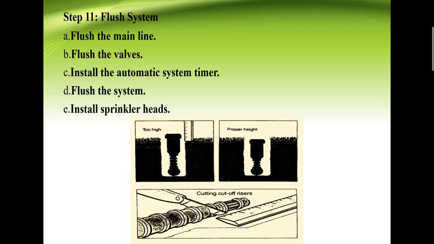Flush the system. Seal risers with pipe plugs. Leave the risers at the end of the line unplugged. Turn on the water, open the valves, and flush until the water runs clear. Remove the pipe plugs.